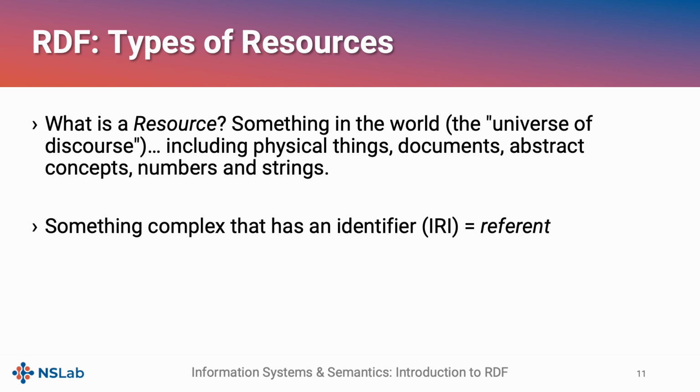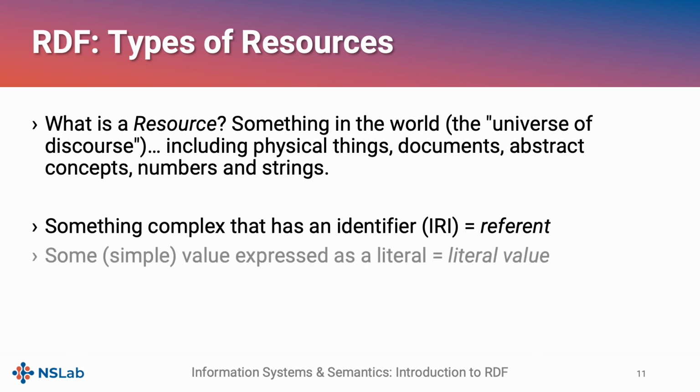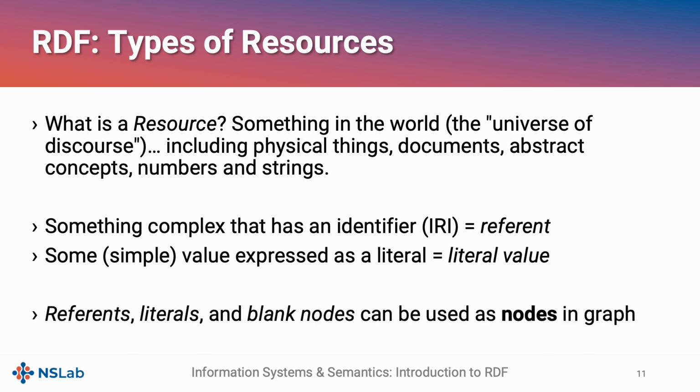We distinguish two types of resources. So something that is complex and has an identifier, then it's a referent. Or we can have something simple, some value that is expressed as a literal. So we have literal value. These references, literals, and something called blank nodes can be used as nodes in a graph.